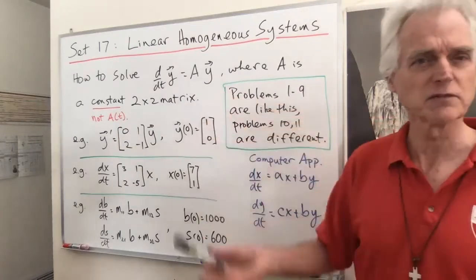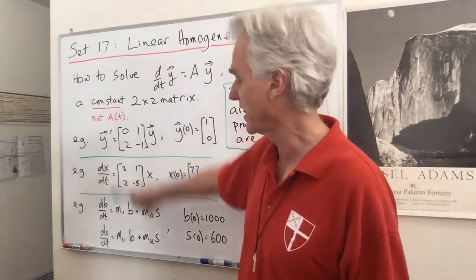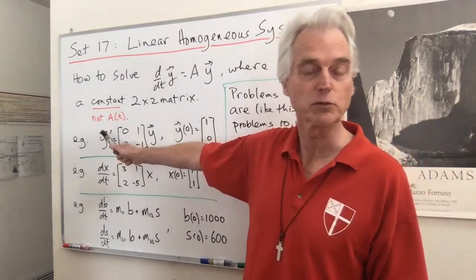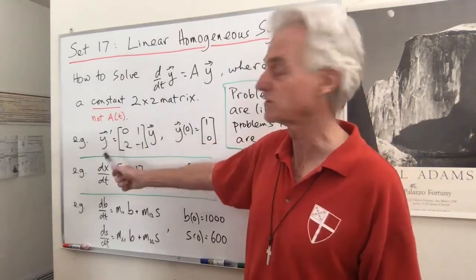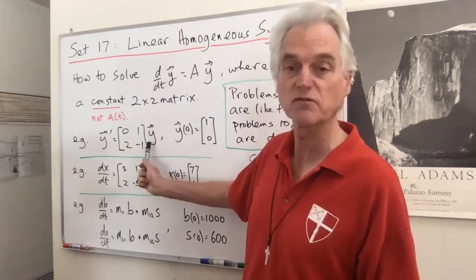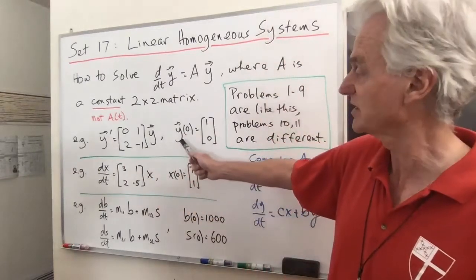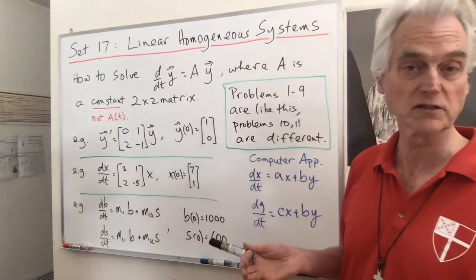This problem comes in many forms. A lot of the WeBWorK problems have these different notations. We might say y vector prime instead of dy/dt is written as this matrix times the vector y. And then often an initial condition is given, y of 0 is (1, 0), or something else.